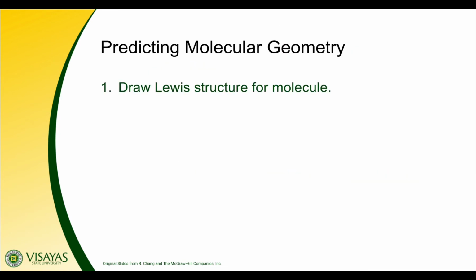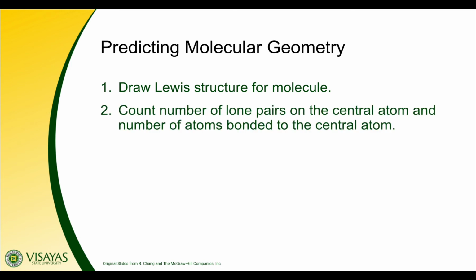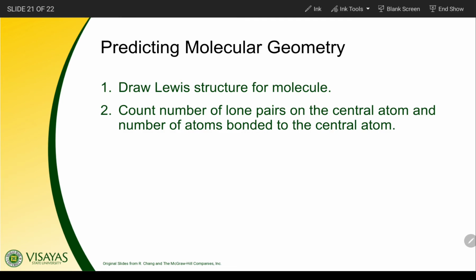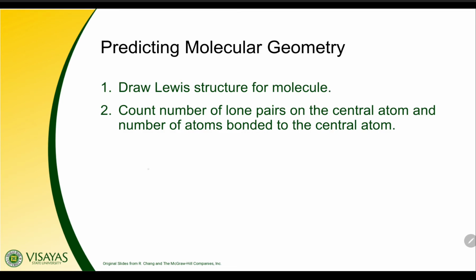So how do we predict molecular geometry? First, we draw the correct Lewis structure of the molecule. This is really important, that you draw the correct Lewis structure of the molecule. After that, we count the number of the lone pairs on the central atom and the number of atoms bonded to the central atom. This is so we can identify the molecule or the class of the molecule. Remember our A, B, E.